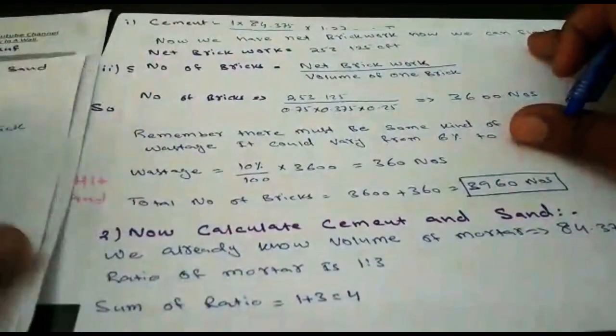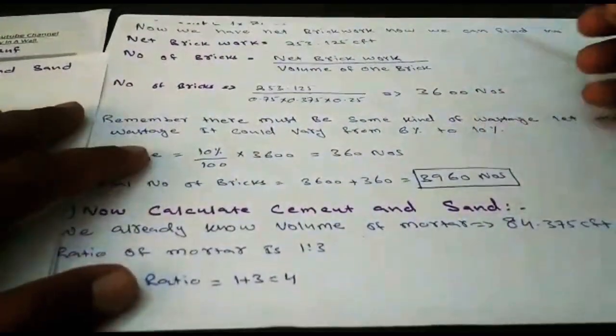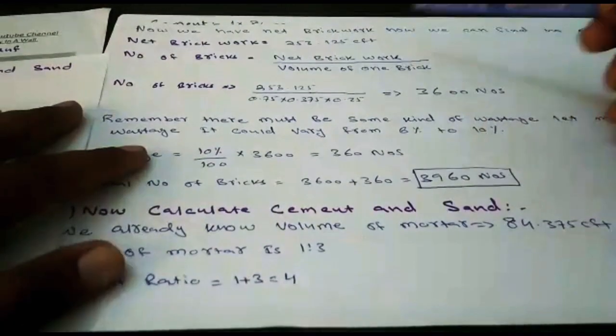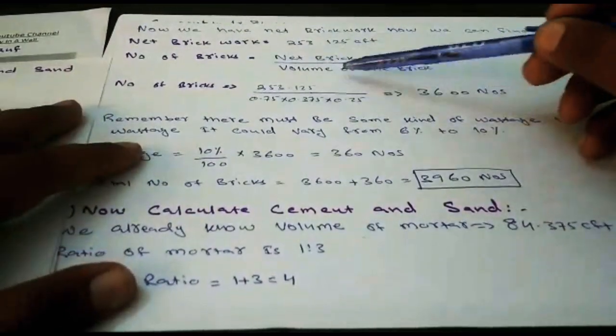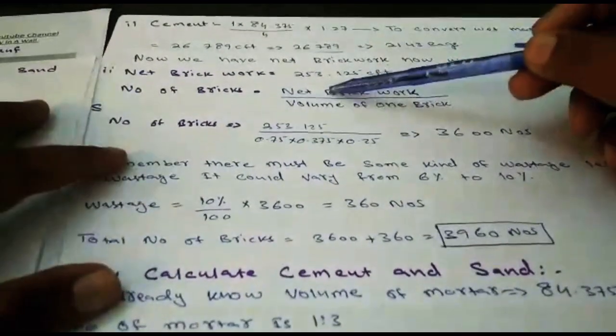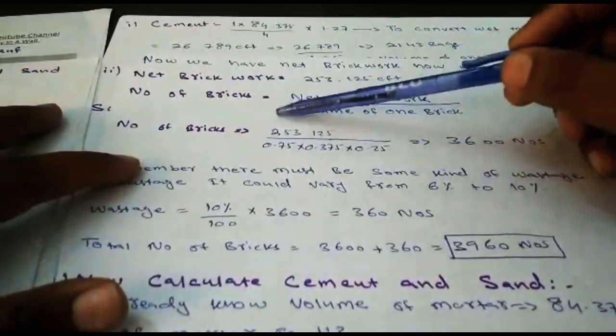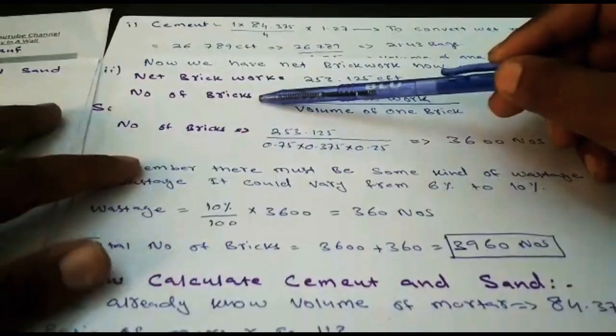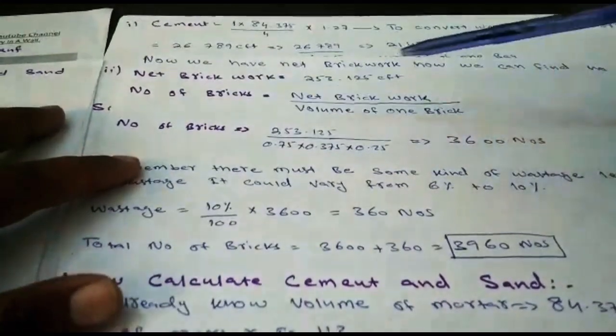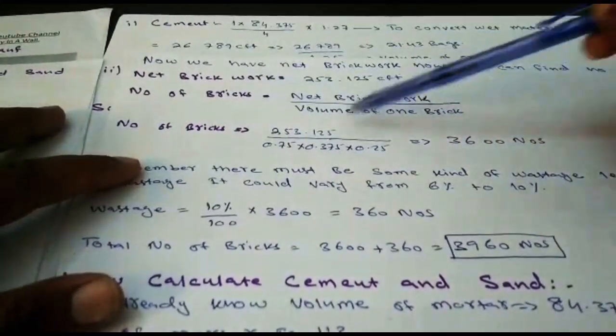So now we have net brickwork. Net brickwork means brickwork without mortar. So 253.125 CFT is net brickwork. Number of bricks is equal to, this is the formula for finding number of bricks, net brickwork divided by volume of one brick.